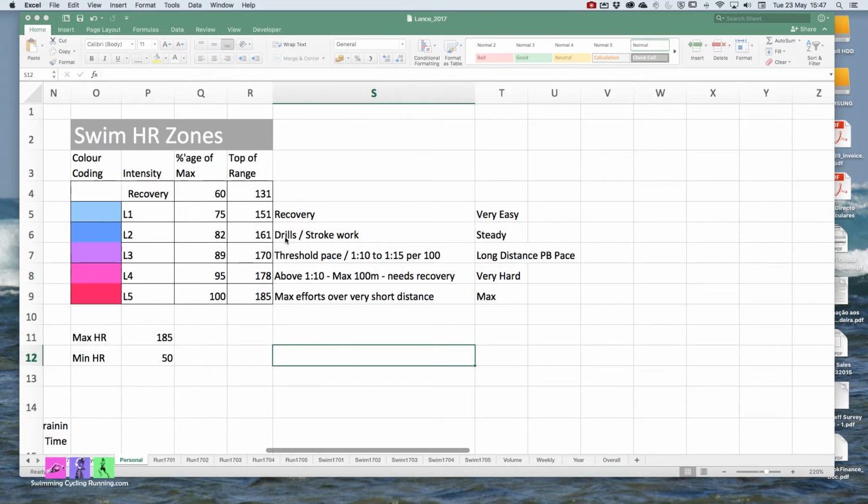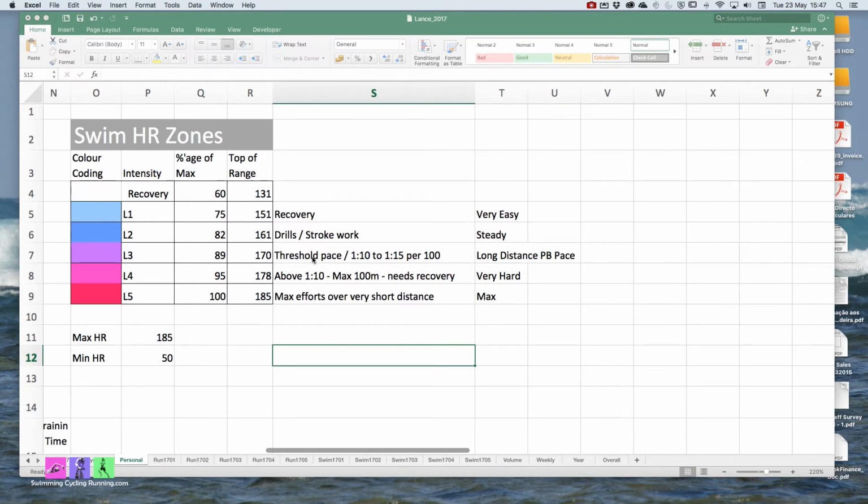Level 2, this is where you're going to be doing your drills. You want to do your drills with real quality. So if you're practicing stroke work, drill work, you want to keep that steady so that you can maintain a really good stroke without being on the limit, without having to rush a stroke or be overly stressed at all.